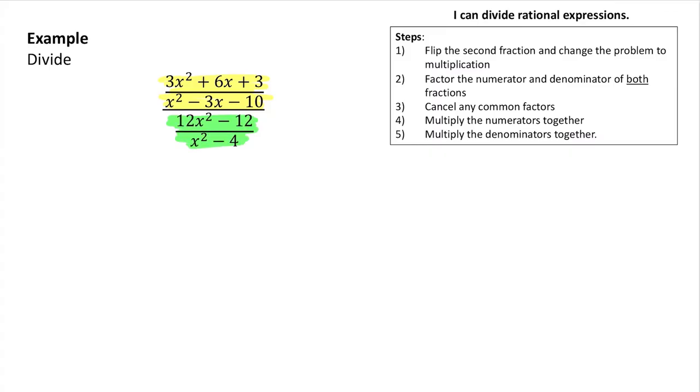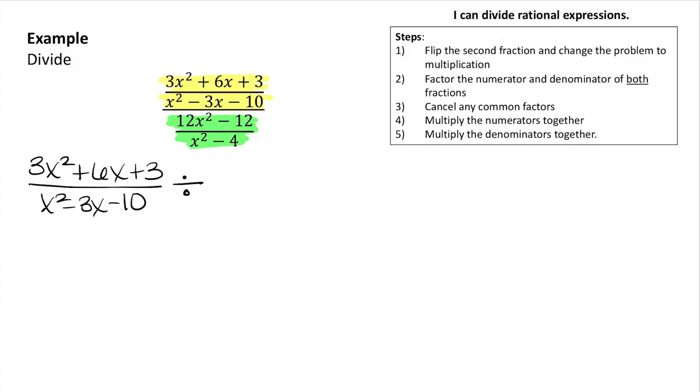The one that's in green. So I hope you can see that I can take this problem now and just rewrite it as 3x squared plus 6x plus 3 divided by x squared minus 3x minus 10, and that's divided by the second rational expression, which I have 12x squared minus 12 over x squared minus 4. Okay, so you see that's how you take these giant fraction looking problems and turn them into a division problem, because that's really all that this is representing.